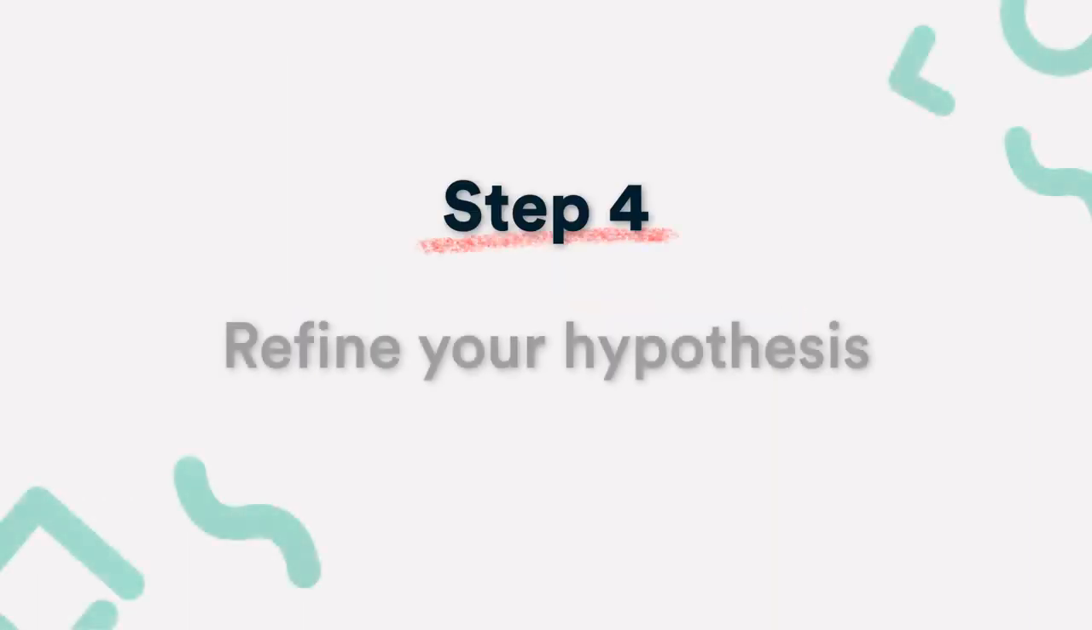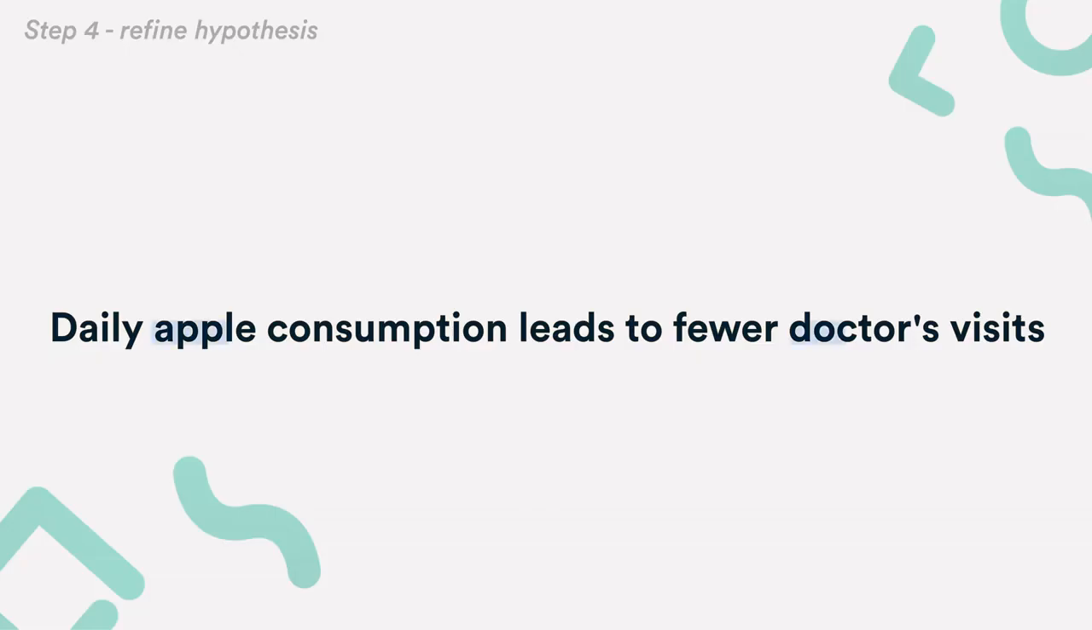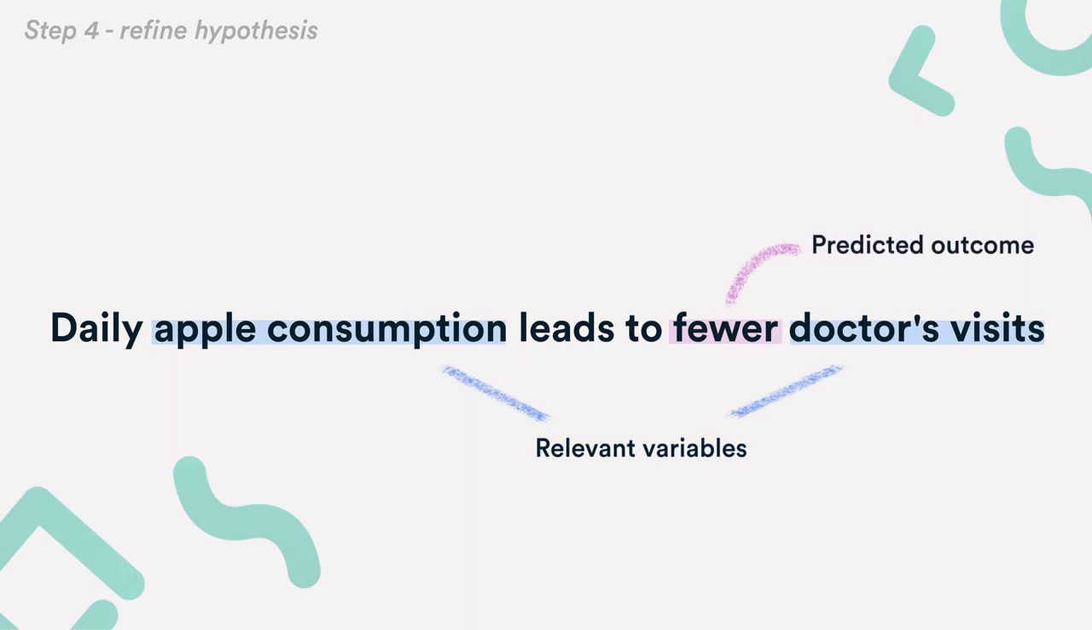Step 4. Refine your hypothesis. In this step, you have to make sure the hypothesis is specific and testable. It should also contain the relevant variables, the predicted outcome of the experiment or analysis, and the specific group being studied. So let's set our target group to people who are over 60 years old.